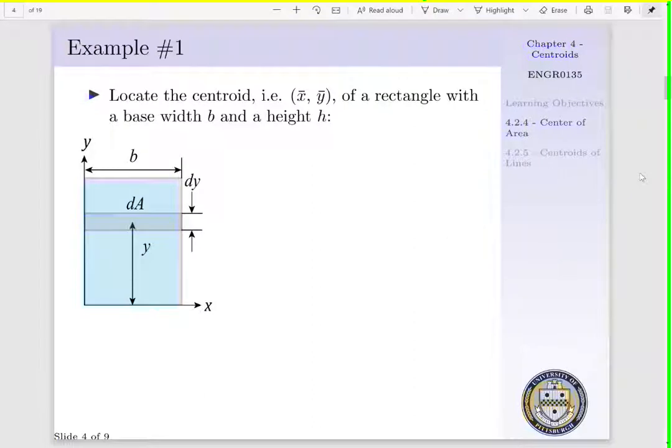To see this in application, let's locate the centroid, i.e. our x and y locations of our center of area, of a rectangle below. Our rectangle has a base b, and it's going to have a height h.